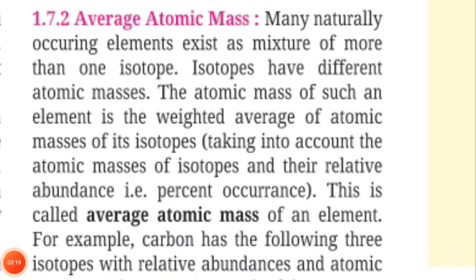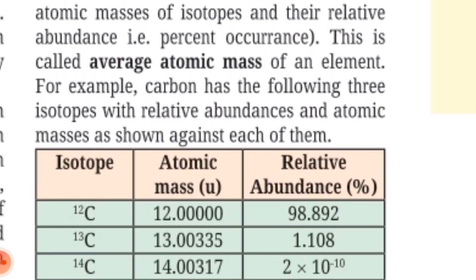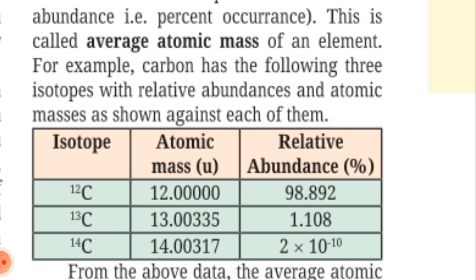Average atomic mass. Many naturally occurring elements exist as a mixture of more than one isotope. Isotopes have different atomic masses. The atomic mass of such an element is the weighted average of the atomic masses of its isotopes, taking into account the atomic masses of isotopes and their relative abundance, that is, percent occurrence. This is called the average atomic mass of an element.